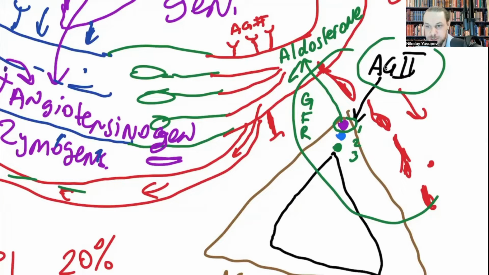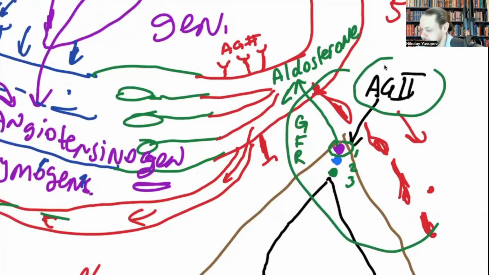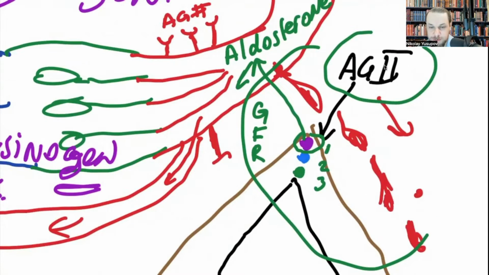So to answer your question, Ian, three zones. Good to know about all three of them. It's not for the test, but good to know what they do. The best way to remember this is GFR, which stands for glomerular filtration rate. So zone 1 is G, zone 2 is F, zone 3 is R.